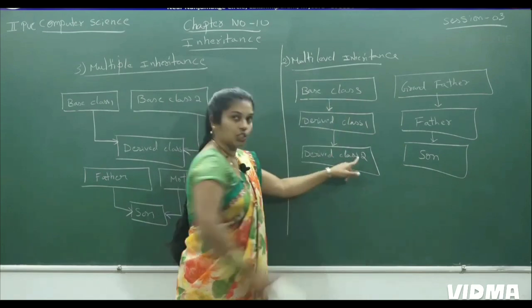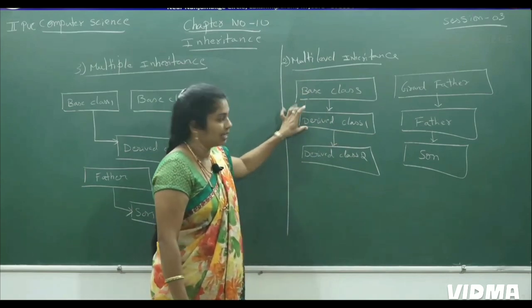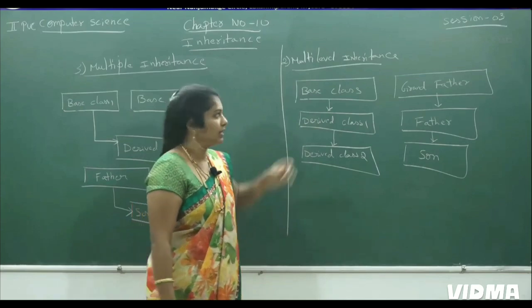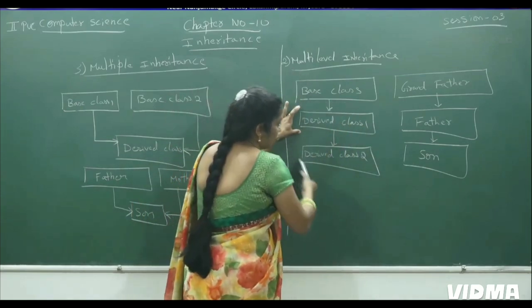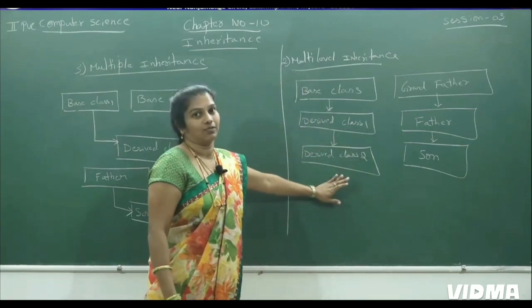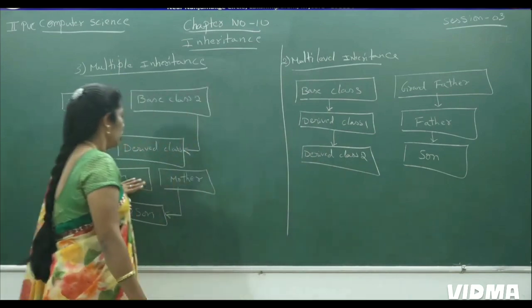When they come to derived class 2, it has the father, that is the base class, as well as the derived class, and more than one time we have the same copies. For example, base class properties are transferred here, and then from the derived class the properties are transferred here, so more than one time the base class properties are transferred. Multiple copies will be there, whereas here only one time.